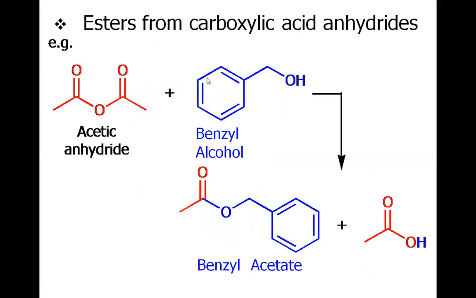We may also make the ester when we treat the acid anhydride and the alcohol. For example, in this specific case, this is the acid anhydride, this is the alcohol, benzyl alcohol. So this OH has added here, and this group has left. So we have this benzyl acetate, this ester formed.